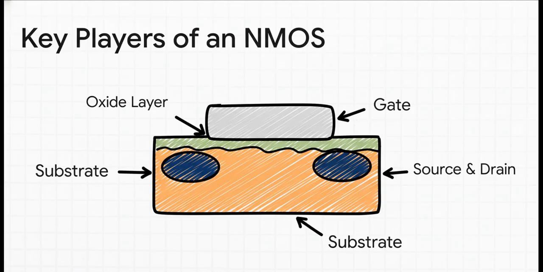Then, baked into that substrate, you've got these two little pockets of N-type silicon. These are our source and drain, and they're packed with extra electrons, so they have a negative charge. And then sitting right on top, you have the gate. But, and this is super important, it's separated from everything else by this ultra-thin layer of oxide, which is an insulator. That's why you'll sometimes hear these called insulated gate devices.